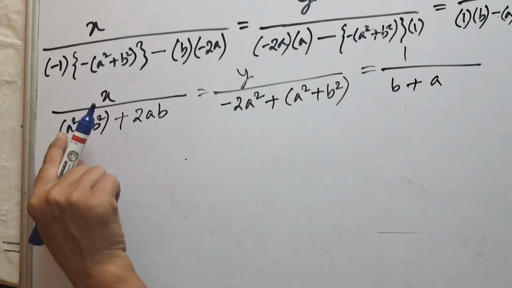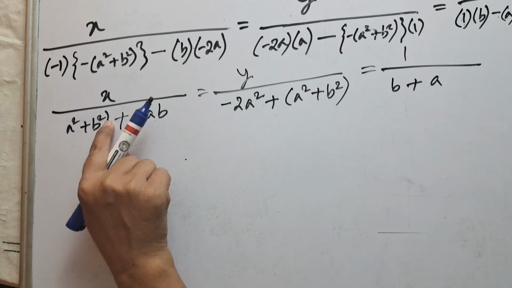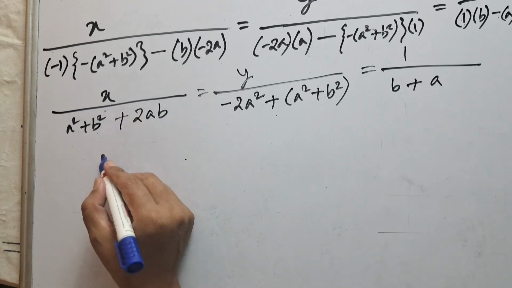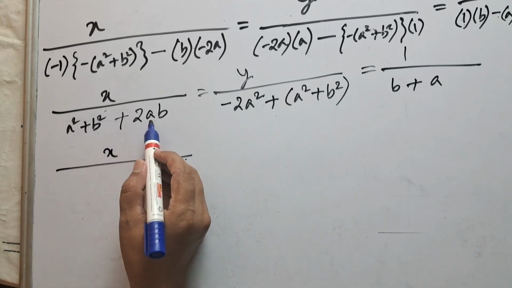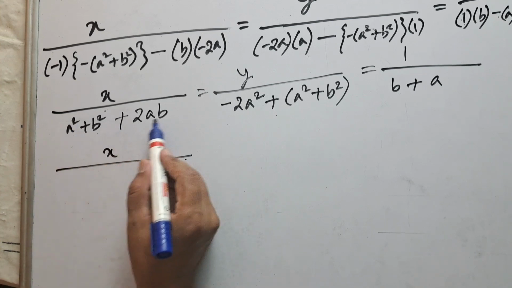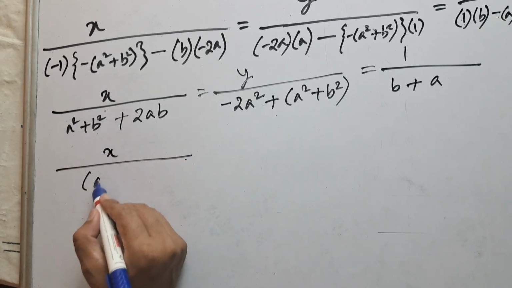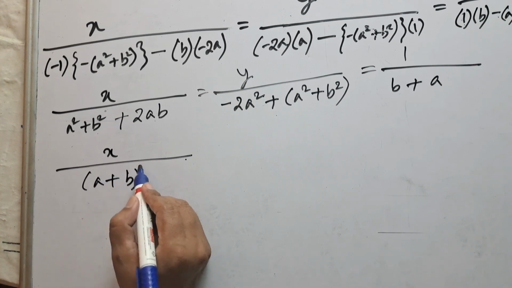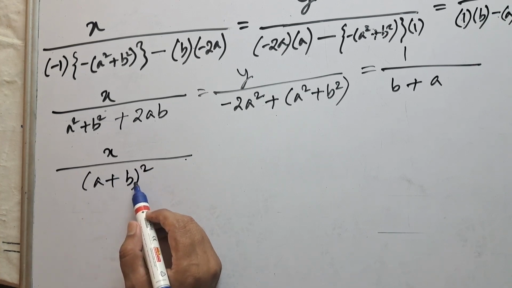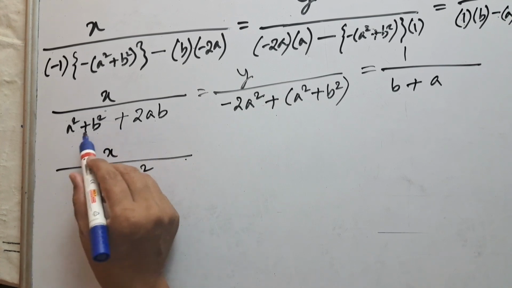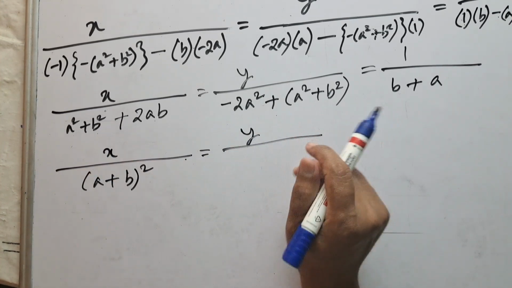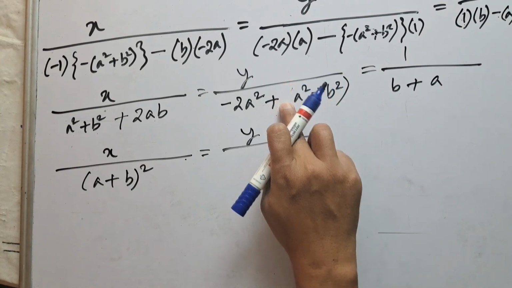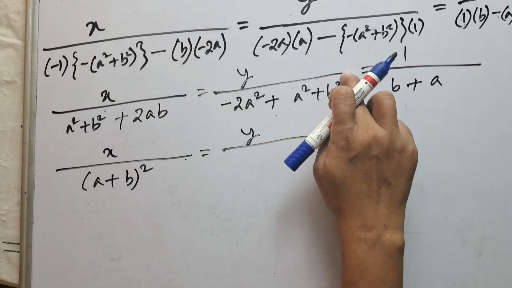So let me erase this bracket. We don't have any use of the bracket here. x upon a square plus b square plus 2ab. a square plus 2ab plus b square means a plus b whole square, isn't it? The formula for a plus b whole square is a square plus 2ab plus b square, equal to y upon, so we don't have the use of this bracket here also, so we erase this.